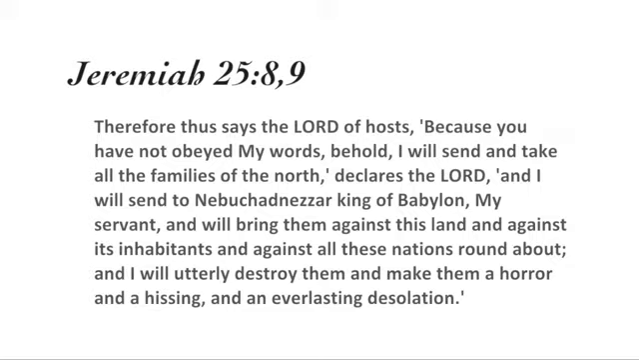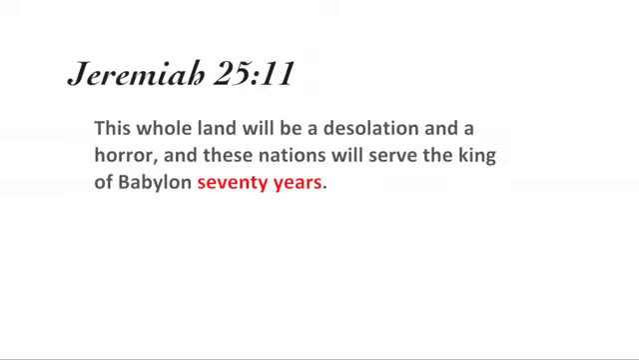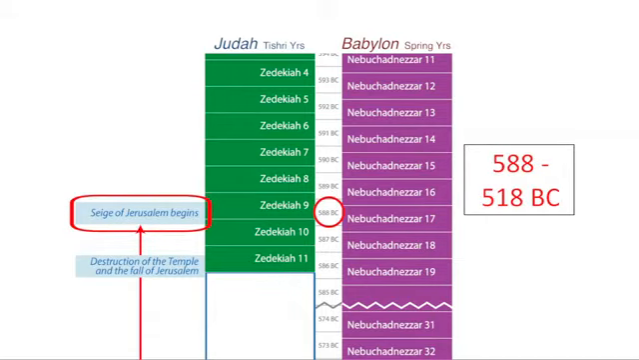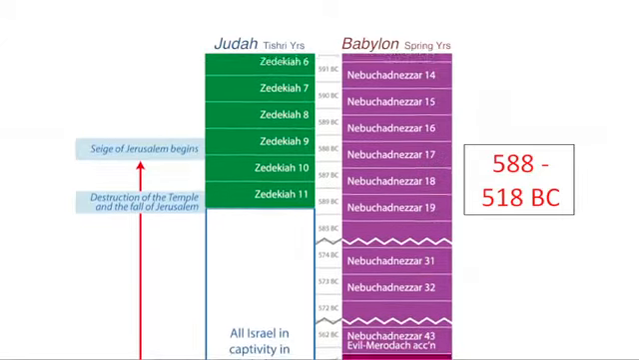And this would have the result, described in Jeremiah 25:11, that this whole land shall be a desolation for 70 years. This came to pass in 588 to 518 BC.